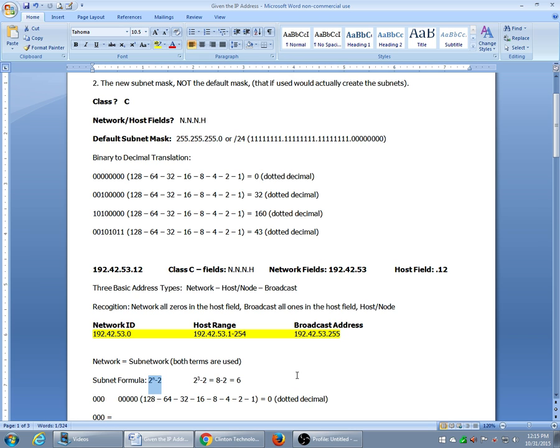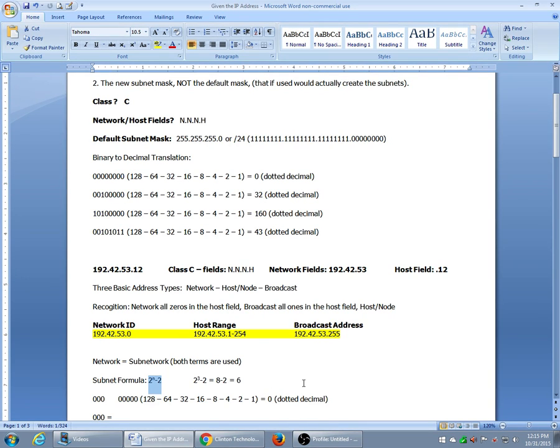Without spending a lot of time on discussing the whys, I'm just going to say that in our example, we have to borrow 3 bits in order to create the subnets. So the n is replaced with a 3. The formula becomes 2 to the 3rd power minus 2, which means 8 minus 2. Because 2 to the 3rd power is 2 times 2 times 2. 2 times 2 is 4. 4 times 2 is 8.